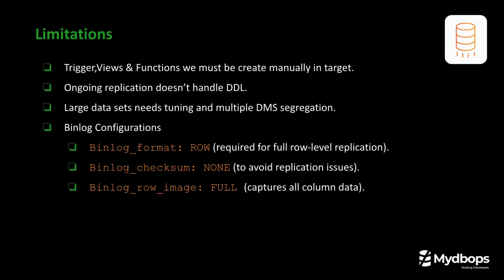Finally, there are a few limitations of DMS. AWS DMS does not migrate triggers, views, and functions. To move these objects, we have to use a manual approach on the target database. During ongoing replication, we need to avoid schema changes, such as creating new tables or modifying columns, because DMS doesn't support DDL and it leads to replication failure.